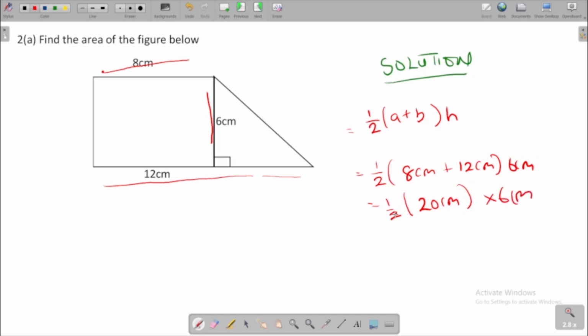The 2 we have here can divide the 20, giving 10. So what we have left is 10 centimeter times 6 centimeter. Centimeter times centimeter will give us centimeter square. 10 times 6 will give us 60. So that's our answer to the question.